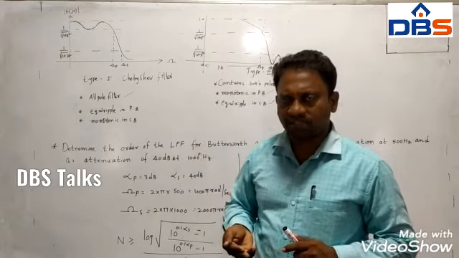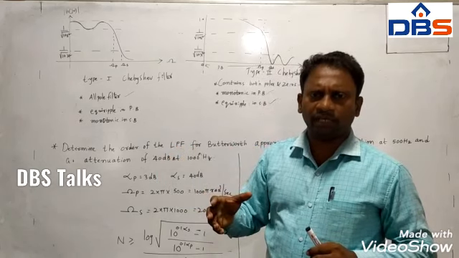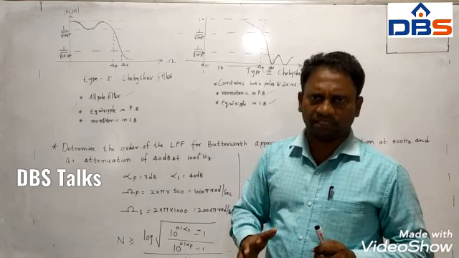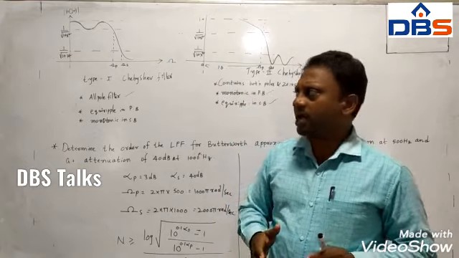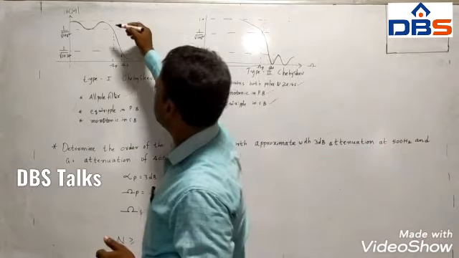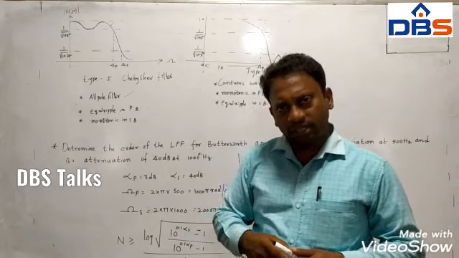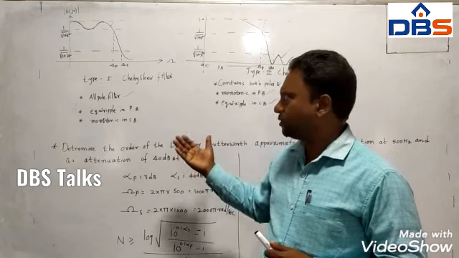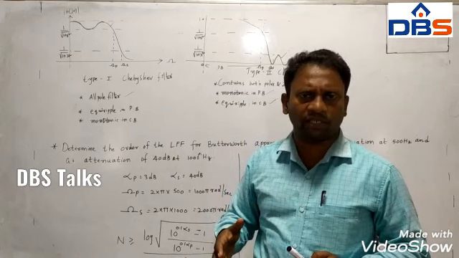Another major difference is in the magnitude response of the Butterworth filter, which is monotonic. You don't have any ripples in the magnitude response. Whereas in the Chebyshev filter you have ripples in the pass band as well as in the stop band. In type 1, you have ripples in the pass band. In type 2, you have ripples in the stop band. So ripples are present in the pass band as well as in the stop band. In the Butterworth filter you don't have ripples, it is just a monotonic function.